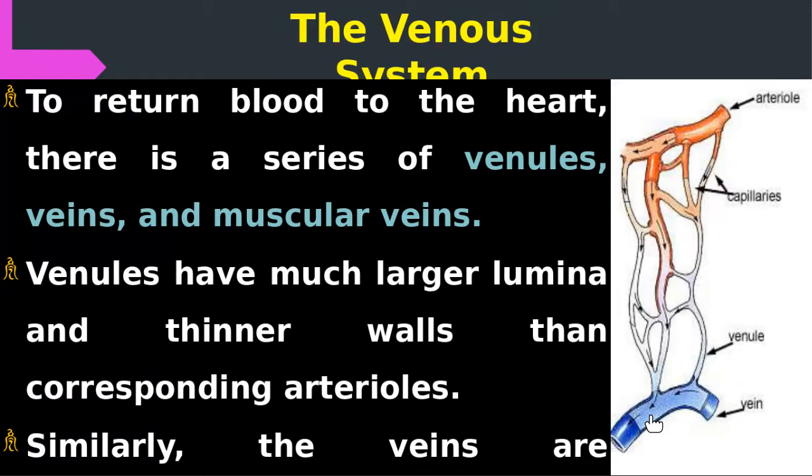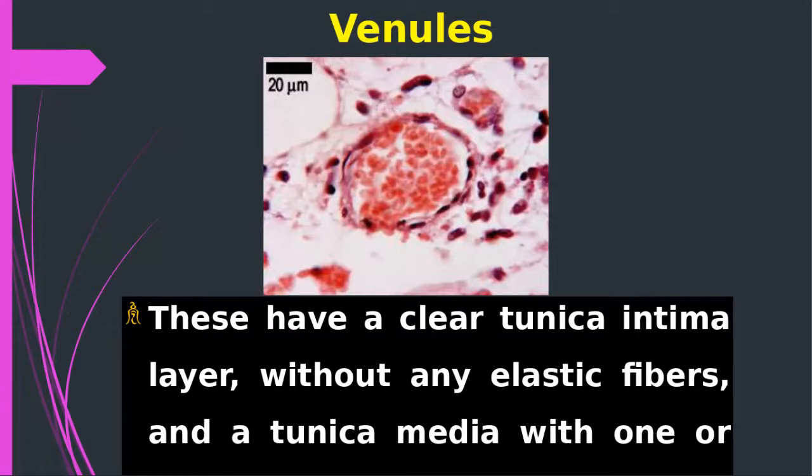The venules have much larger lumina and thinner walls than the corresponding arterioles. Similarly, veins are distinguishable from arteries and arterioles because their walls are much thinner compared to the diameter of their lumen. Now this is how the venule will look. They have a clear tunica intima layer without any elastic fibers, and a tunica media with one or two layers of muscle fiber. The tunica adventitia fuses with the surrounding tissue. So again, it will have three layers. You just have to remember that.